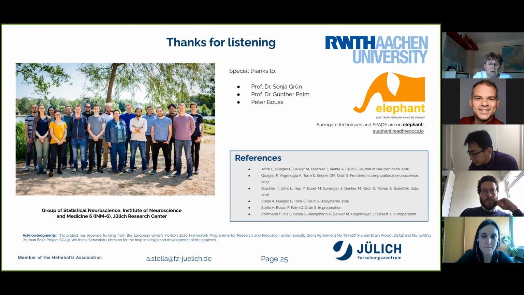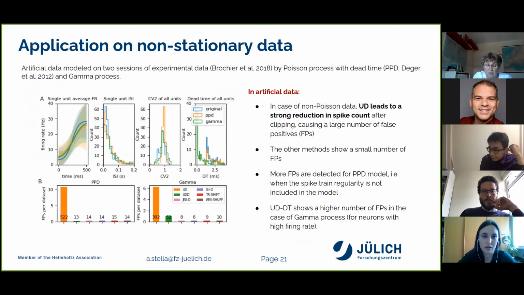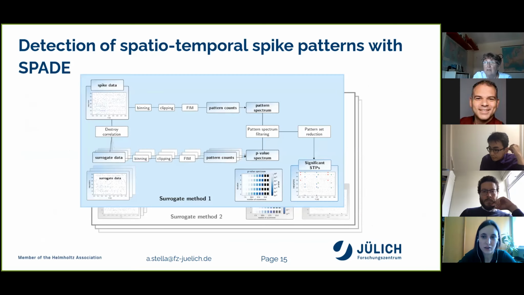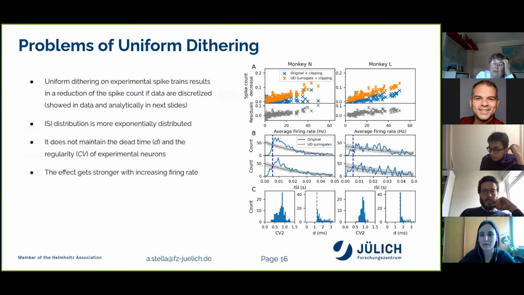If no one has comments, I want just to give a small comment. You said that the uniform dithering moves the distribution toward the exponential behavior. And yes, this looks to me very natural, because somehow uniform dithering is a way to delete any form of memory in your spike train, and the exponential behavior is the zero memory instance. So I think that any type of dithering will somehow try to destroy the different behavior of the tails.